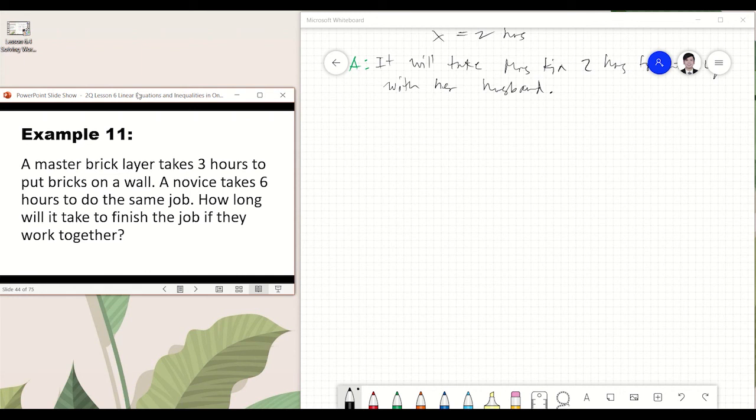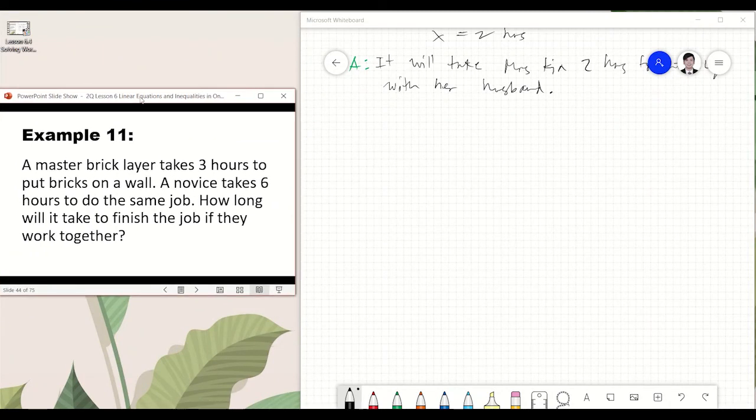So, in an hour, half lang. Pero pag tatapusin mo talaga lahat, you'll be needing 2 hours. Ganon. So let's have a problem to better understand what it means when we deal with work problems. So work has the WORK. So example 11. So a master brick layer takes 3 hours to put bricks on a wall. So a novice takes 6 hours to do the same job. How long will it take to finish the job if they work together?